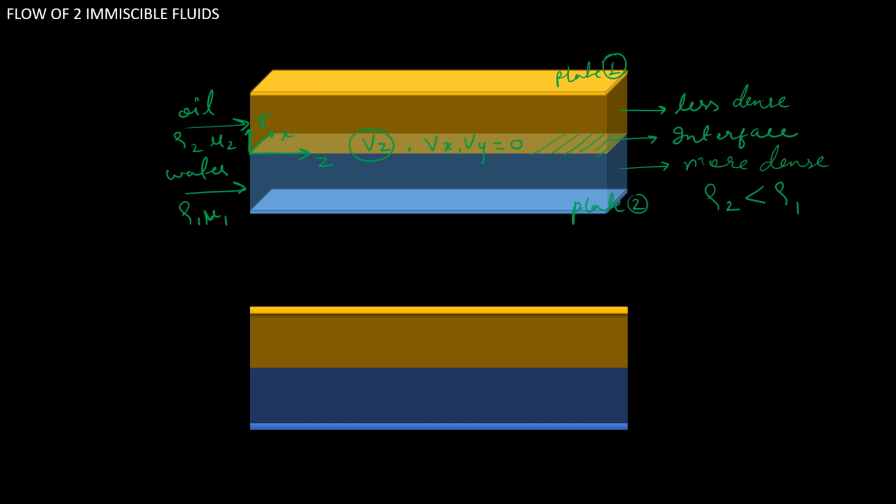This flow is only due to pressure gradient. So let's consider here at z equals 0 and here at z equals L, pressure is P naught and here pressure is PL, which is equal to P naught plus rho g L. And this plate has length L and width W.